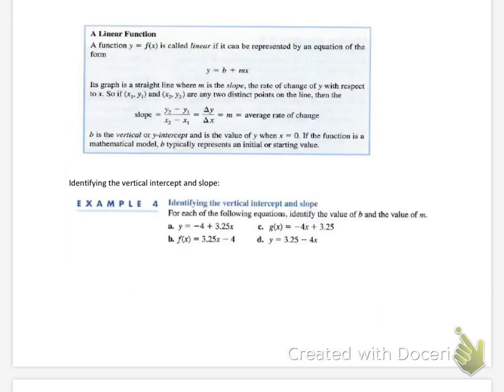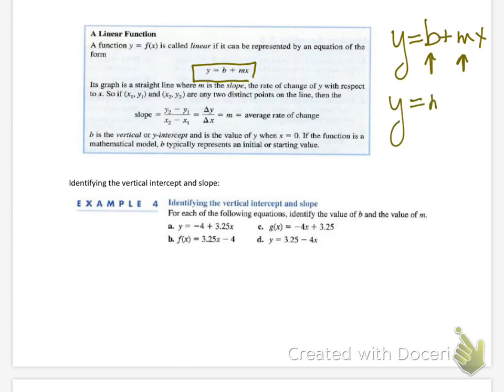Okay, so the author goes on to tell us that a function is called linear if it can be represented by an equation in this form. A couple of things: this is only one form of a line. That is called intercept slope form. It is often depicted this way as well, and then it will be called slope intercept form. That's only one form of a line.